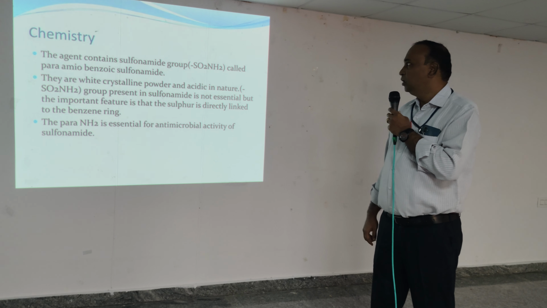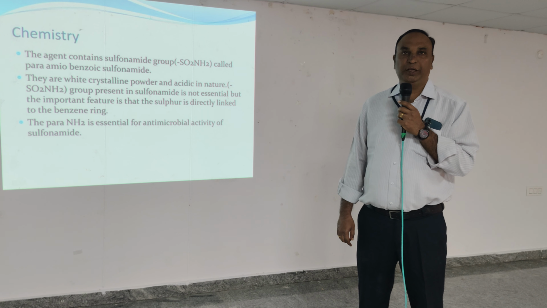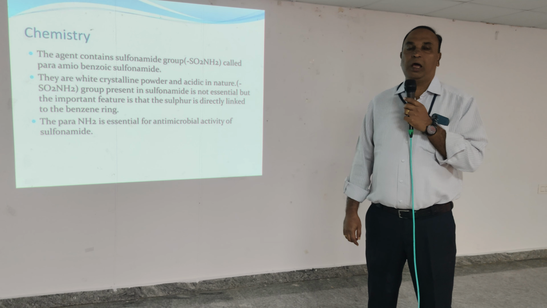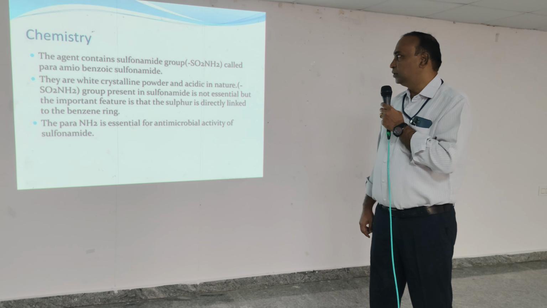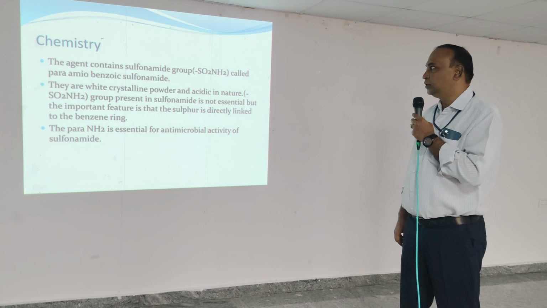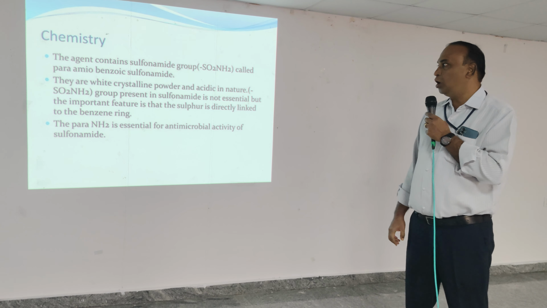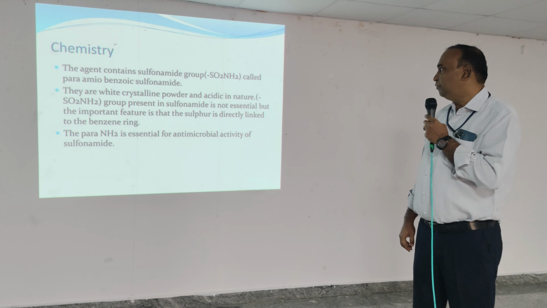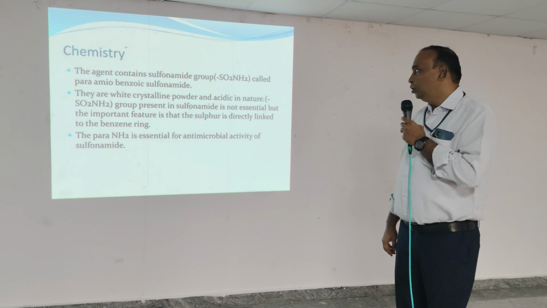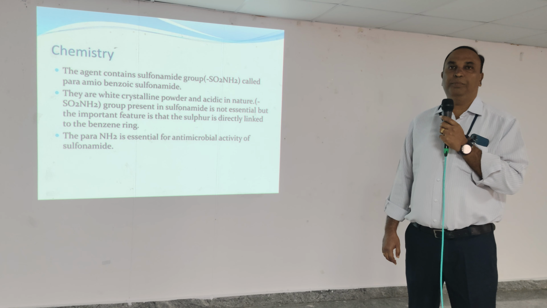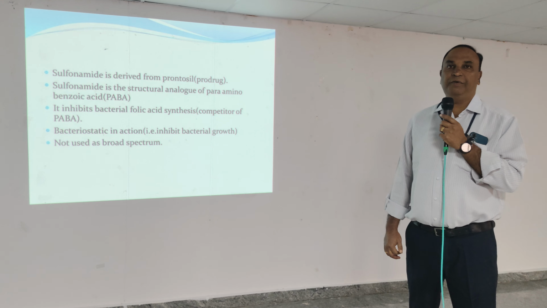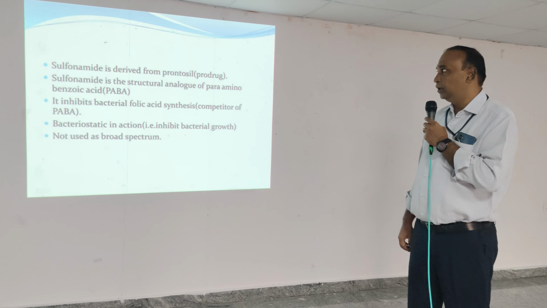Then coming to the chemistry, the sulfonamides contain the SO2NH2 group, which is the sulfonamide group. They are also called para-aminobenzoic sulfonamides. These are white crystalline powders which are acidic in nature. The SO2 group is not important by itself, but sulfur is directly linked to the benzene ring, and the para-NH2 group is essential for antimicrobial activity of sulfonamides. Sulfonamide is derived from a prodrug called prontosil.